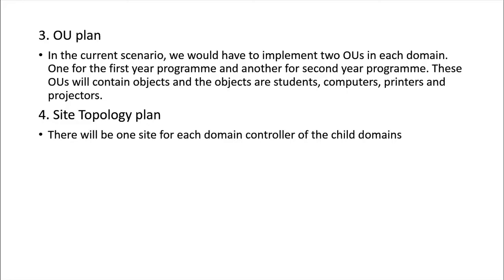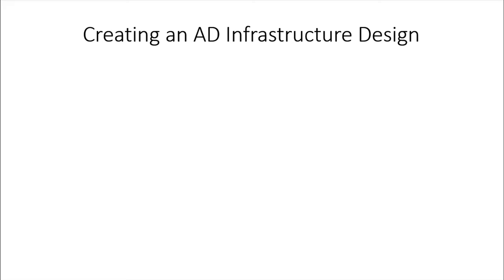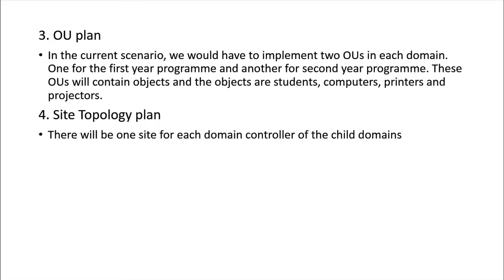Next, the site topology plan. We should create a site for each domain if they are located in different locations. We can also create sites for the OUs inside the domain. While defining the sites, we must ensure that there is high-speed network connection and we need to plan for the placement of domain controllers within the sites so that the domain's users can access the Active Directory resources from any location. In this scenario, there will be one site for each domain and the domain controller is placed in each domain since the domains are located in different locations.